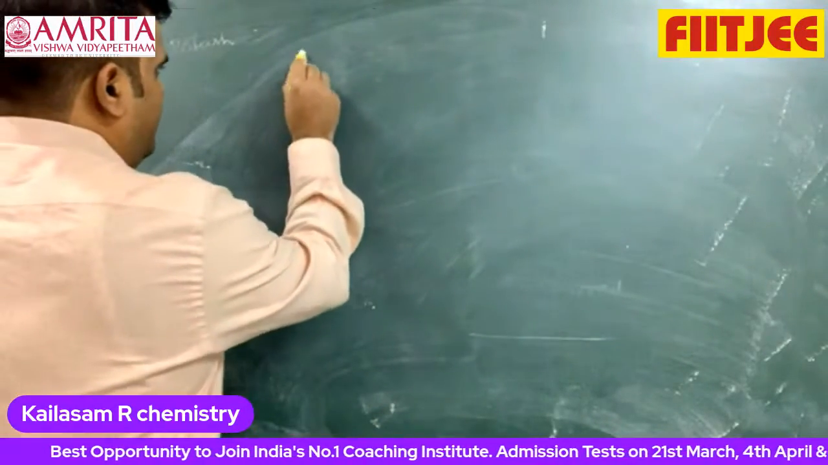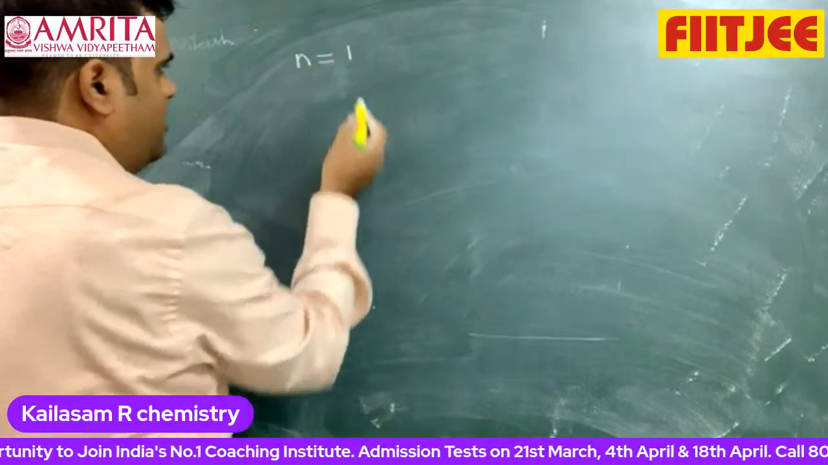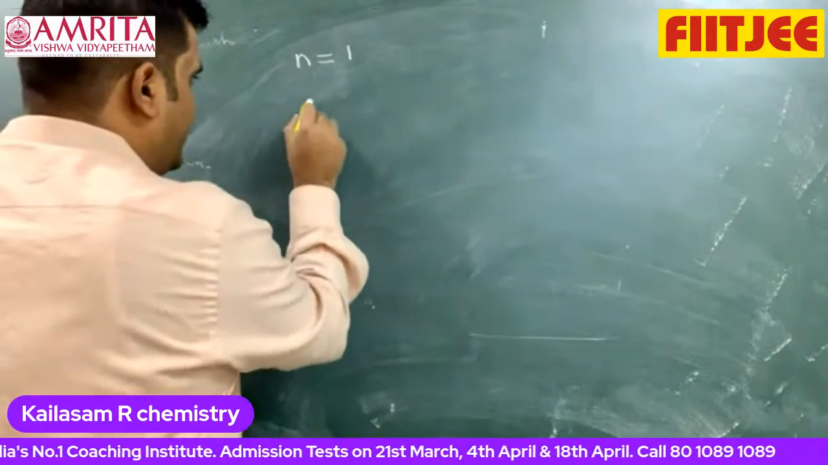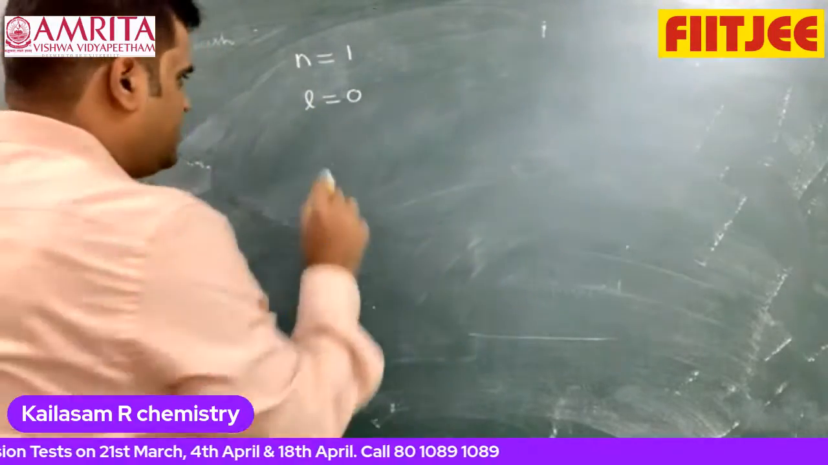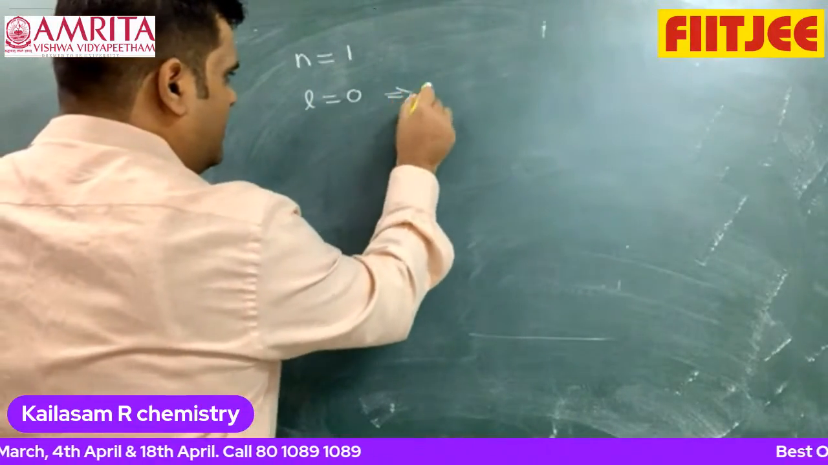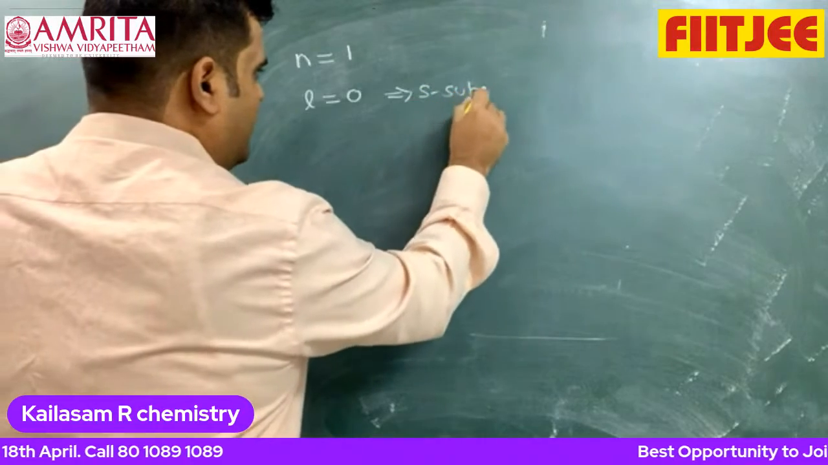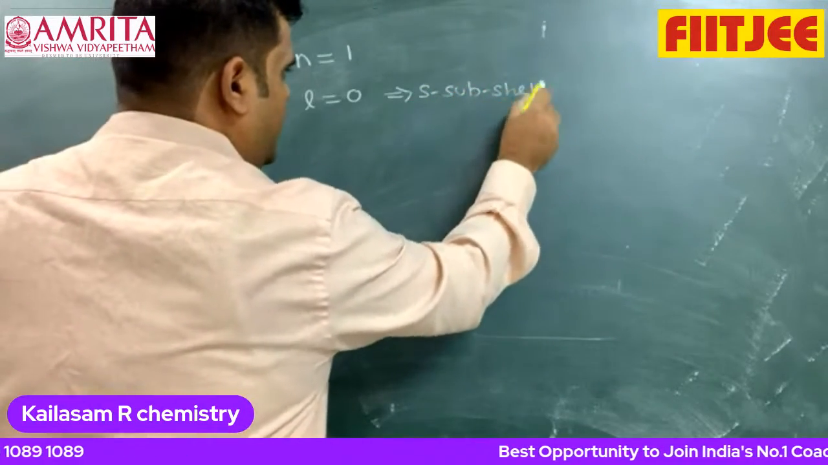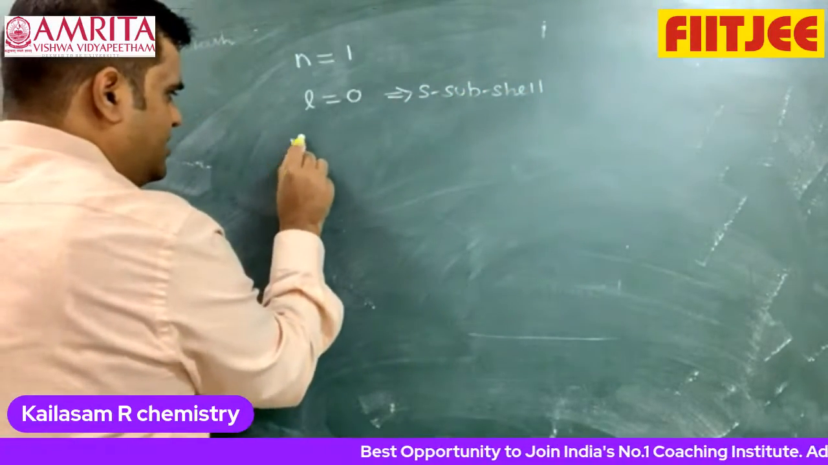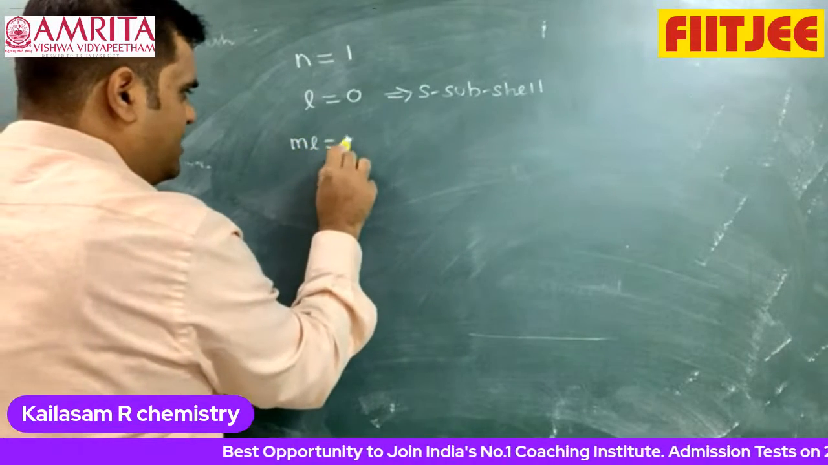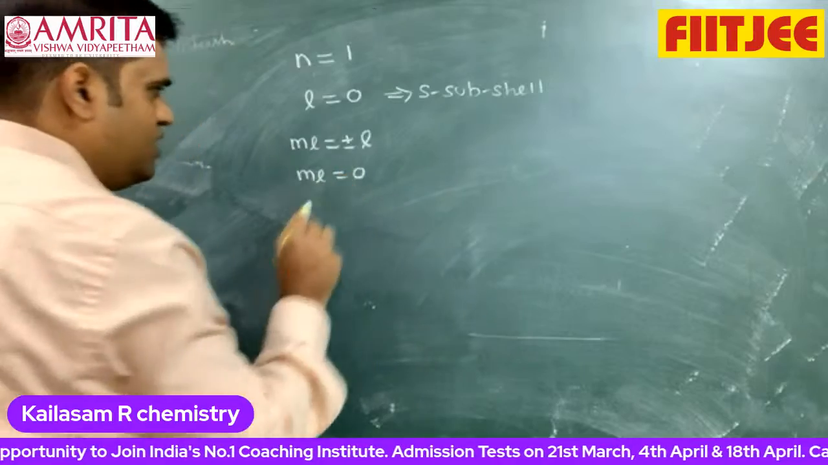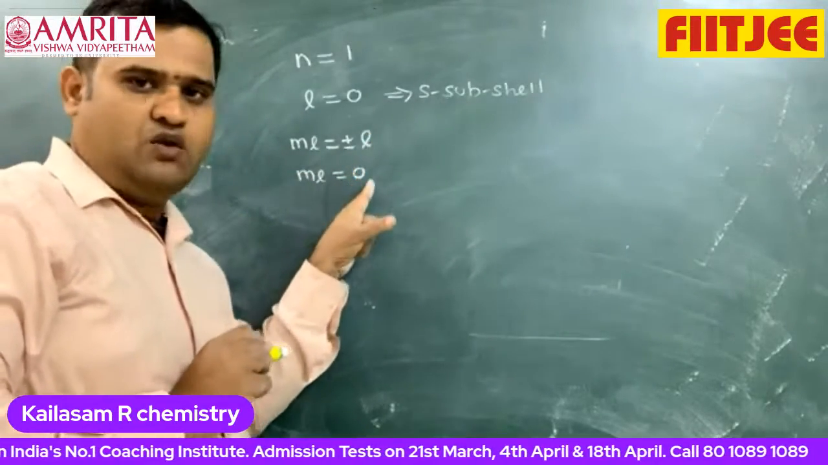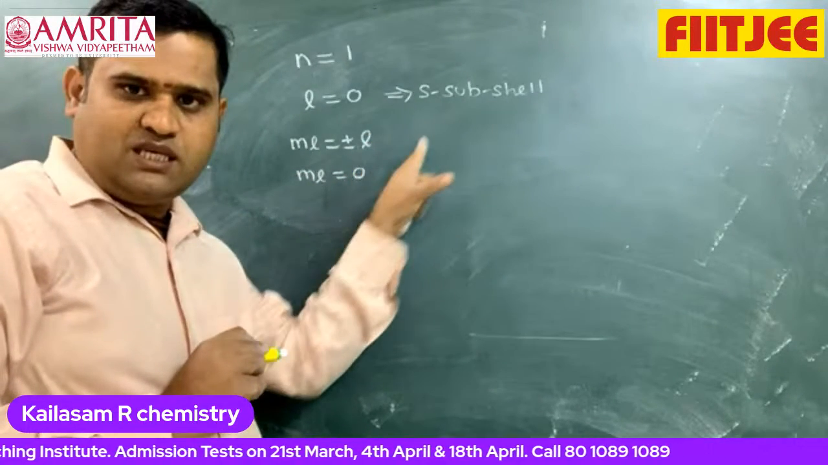I am writing. When n is equal to 1, what about the l value? I can write l equal to 0. When l is equal to 0, that is called the s subshell. For the s subshell, ml is plus or minus n including 0. Therefore, ml is equal to 0. That means it has only one value. The s subshell has only one orbital.